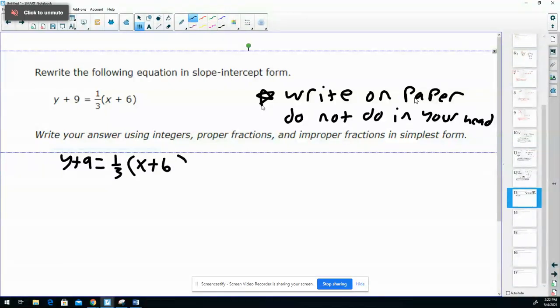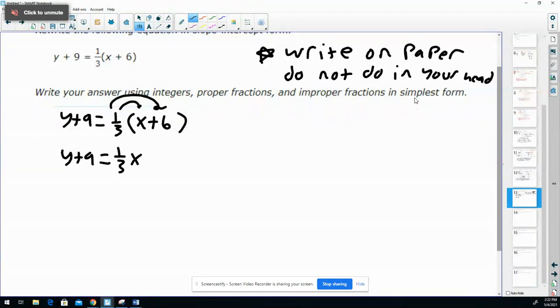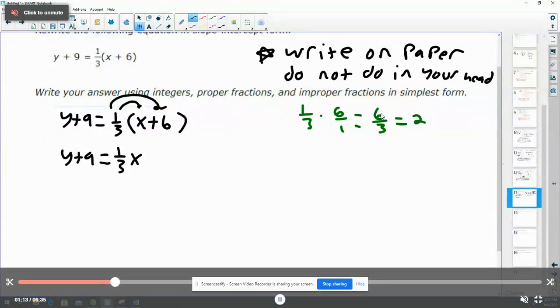So we have y plus 9 equals 1/3 times x plus 6. Again, I'm just rewriting it. We're going to distribute the 1/3. So we'll have y plus 9 equals 1/3 x. 1/3 times x is just 1/3 x. And now 1/3 times 6, if you forget how to multiply fractions, we have 1/3 times 6, which is really 6 over 1. Multiply the tops together. Okay, 1 times 6 is 6. Multiply the bottoms together. 3 times 1 is 3. 6 divided by 3 is 2. So we'll have plus 2.